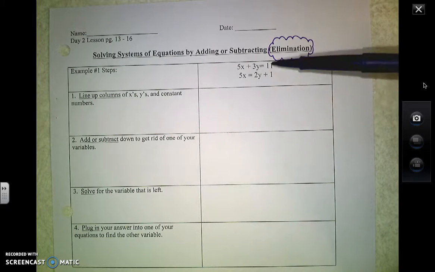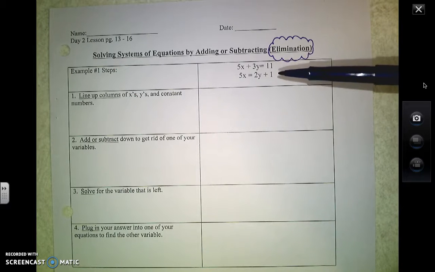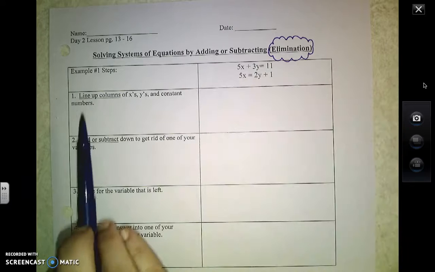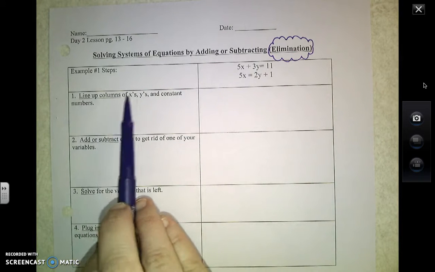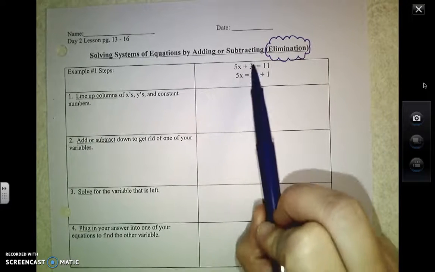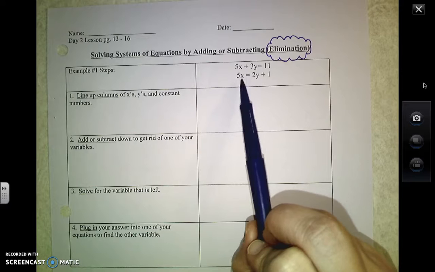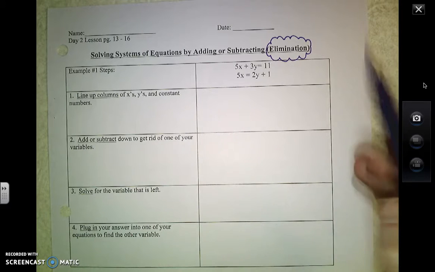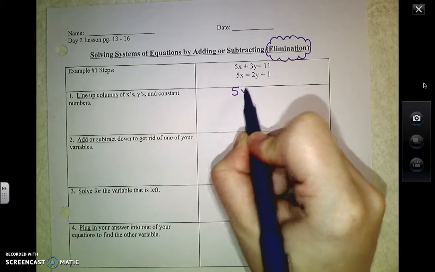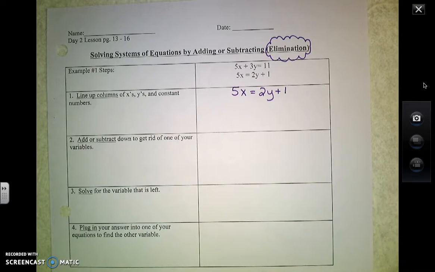This is going to require these two equations to work together, okay? And we're going to do this through addition or subtraction. But first, you cannot do this without lining up your columns of x's, y's, and constant numbers. So even though my x's and y's are lined up, my equal sign is not in the right place. The x's and y's need to be on the same side. So I'm going to take my bottom equation and I'm going to just get it so that the x and the y are on the same side.